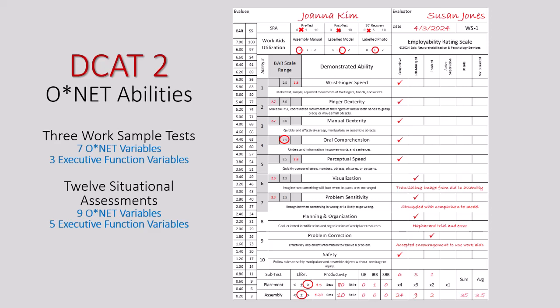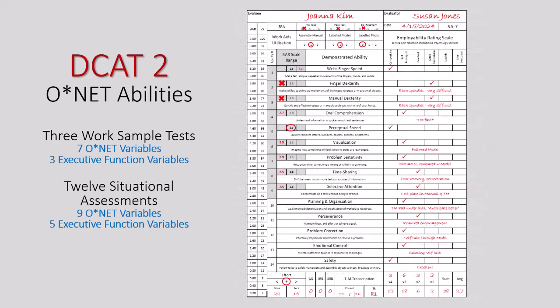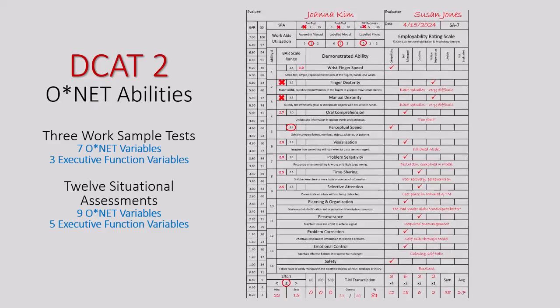This is an evaluation record on Joanna Kim completed by Susan Jones on work sample test number 1, the simplest of the assessments in the DCAT-2. Work sample tests provide information on 7 ONET variables and 3 executive function variables. Here is the evaluation record for situational assessment number 7, a mid-range situational assessment that Susan has administered to Joanna. Across the 12 situational assessments, we can measure 9 ONET variables and 5 executive function variables.